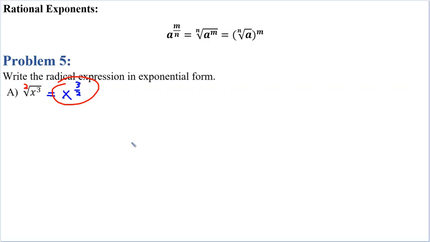But for now, why don't you pause the video, take a minute, and work through part B before we move on.